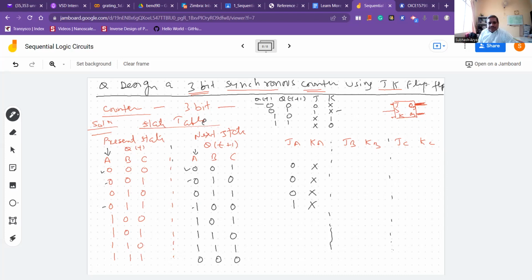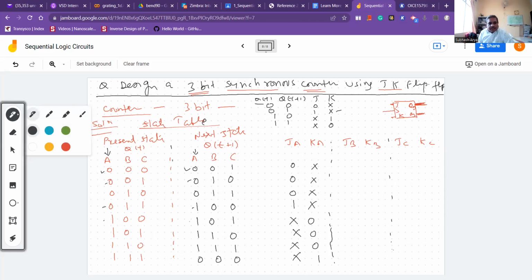1 cross. Then 1, 1. For 1, 1, we can see the excitation table gives the value cross 0. So we can write here cross 0. 1, 1 cross 0. 1, 1 cross 0. Then 1, 0. So 1, 0 is cross 1 from the excitation table. This way we have filled the input values for the first flip flop. Total should be 8: 1, 2, 3, 4, 5, 6, 7, 8. So it is okay.